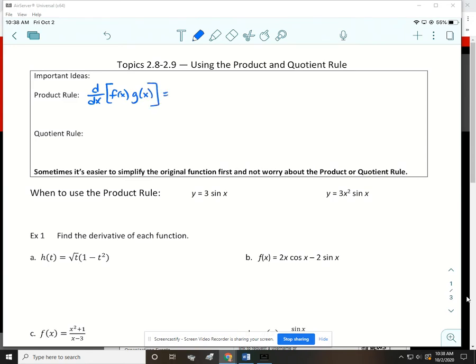all right, the rule says that you are going to leave the first factor alone. So just leave f of x like it is, multiply it by the derivative of g of x, and then plus, and then do the opposite. Leave g of x like it is and multiply it by the derivative of f of x.